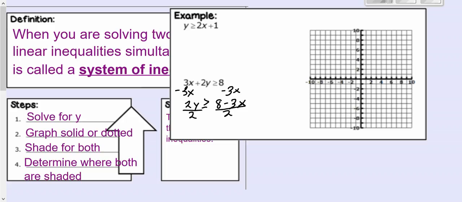And I'm going to make sure that what I'm dividing by is not negative, because remember, for inequalities, we have to flip our symbol if we divide by a negative. That would change when I'm graphing, but I'm not dividing by a negative. I'm just dividing by 2. So I have y is greater than or equal to 8 divided by 2, which is 4, minus 3 halves x.